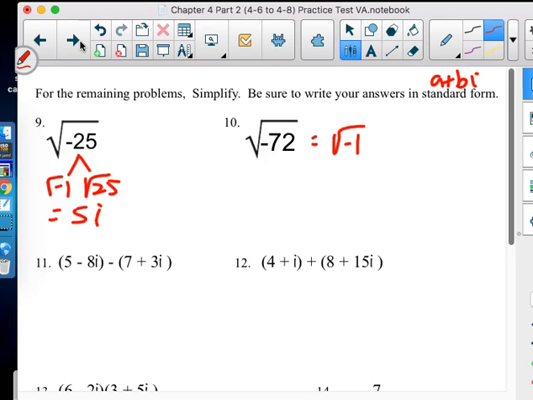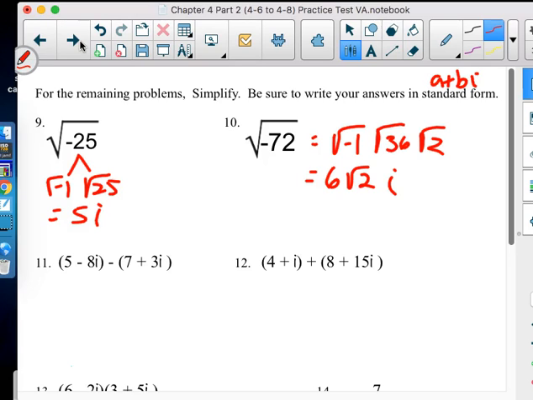Negative 72. Going to split that into the square root of negative 1 and the biggest perfect square that goes into 72. 36. Twice. So we'll have the i, and this will be 6 square roots of 2i, because we need our answer in standard form. So let's put the i stuff in the back.